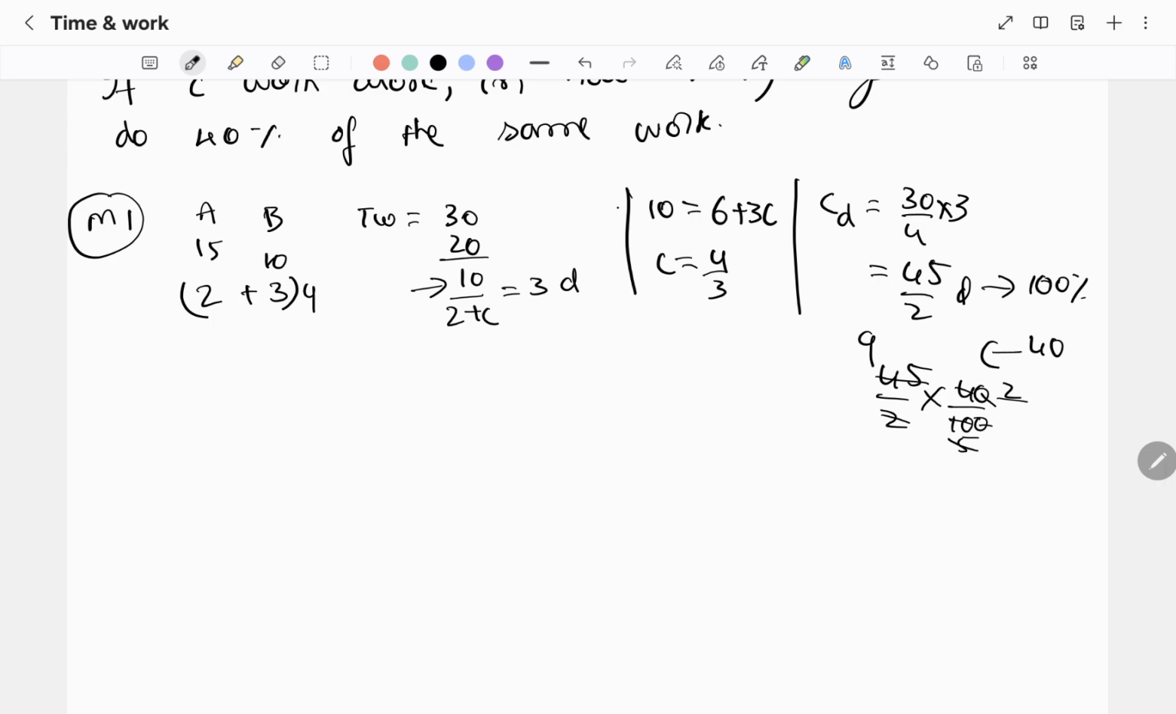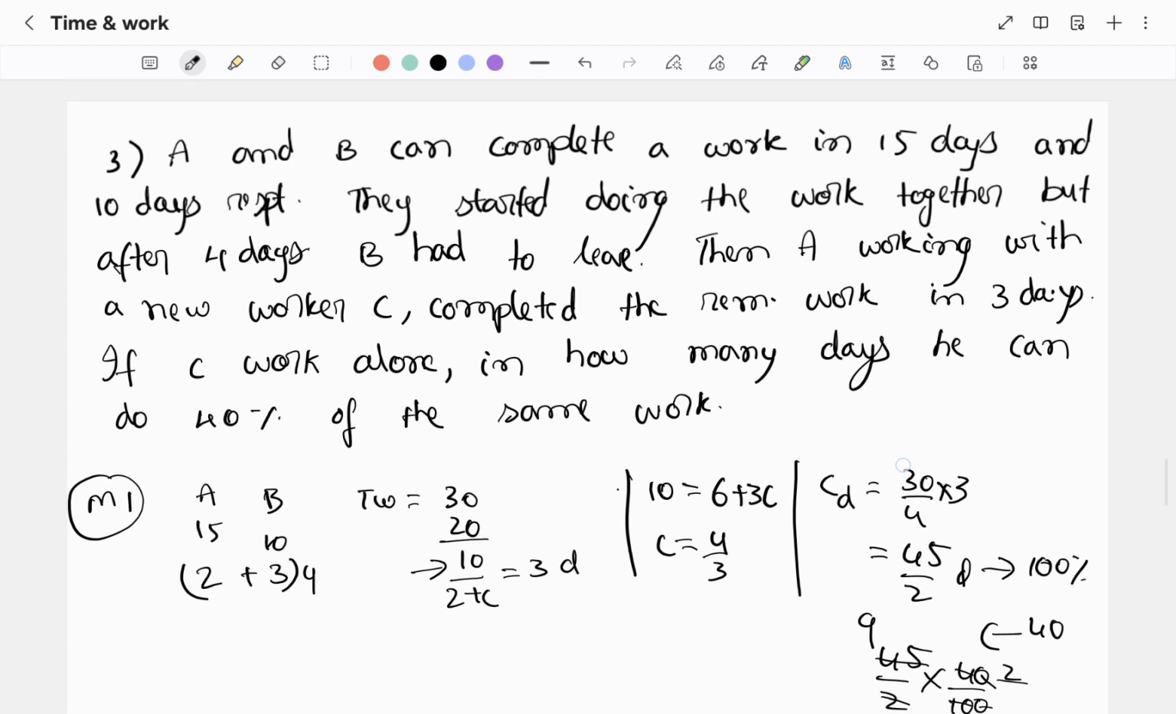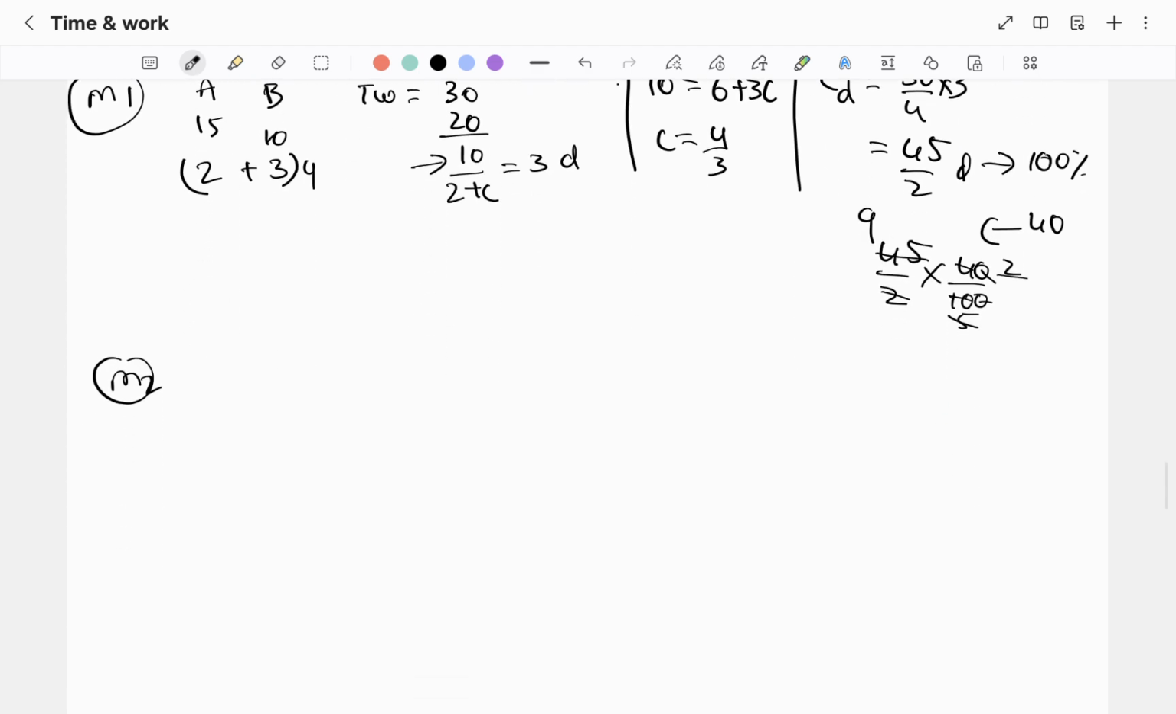This is M1. Let the second method be M2. Check that. A completed totally, meaning A did the work for how many days? A can do the work in 15 days. But A started doing the work for 4 days with B and 3 days with C. So A totally worked for 4 plus 3, which is 7 days out of 15 days.